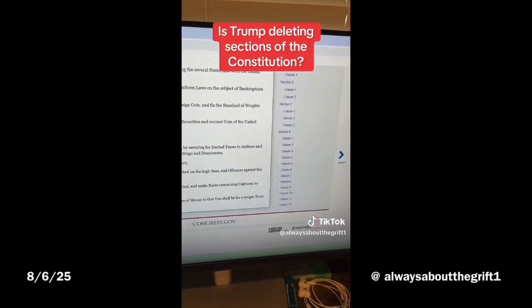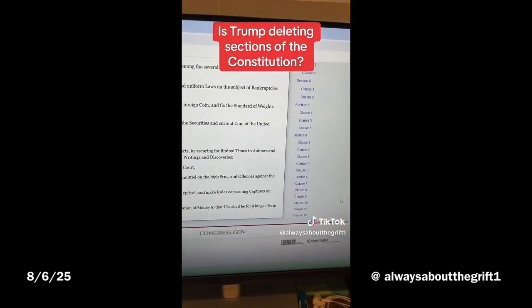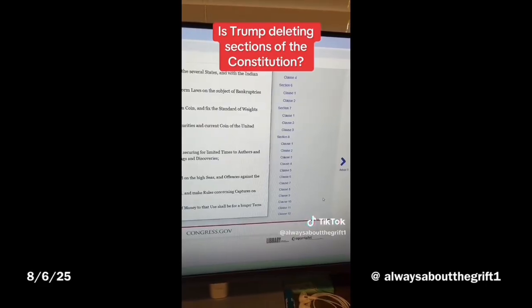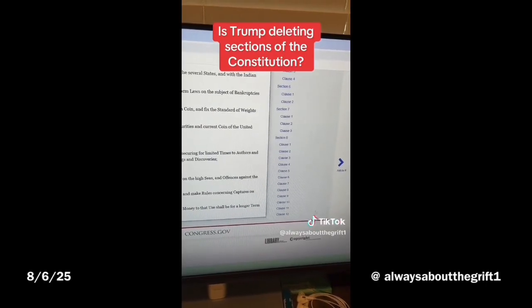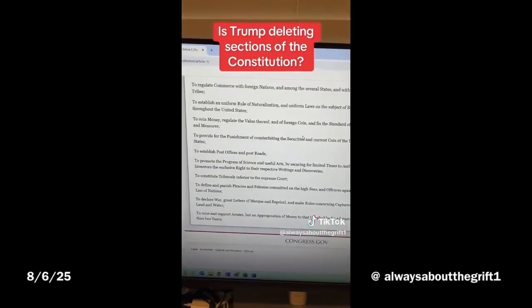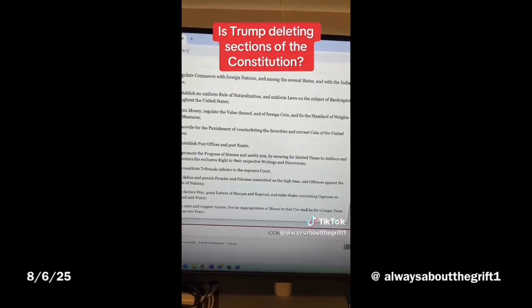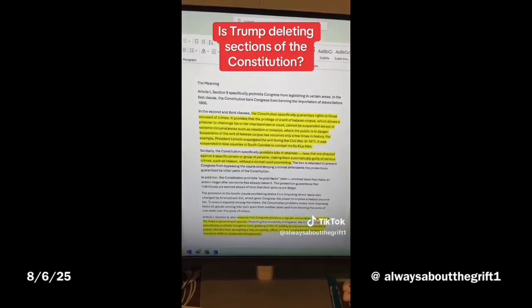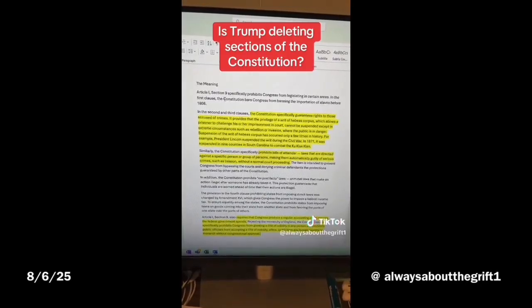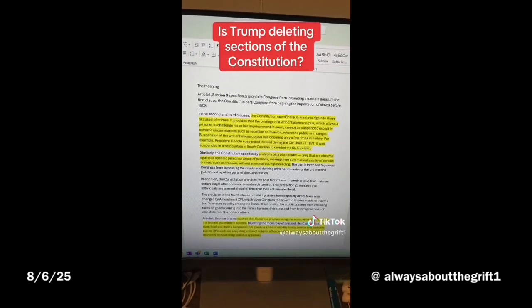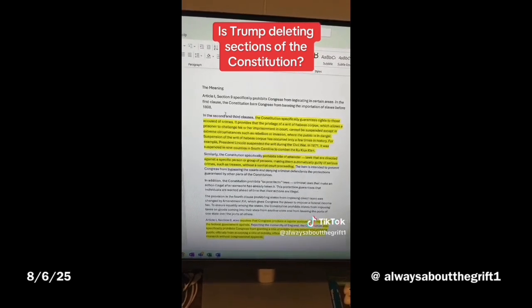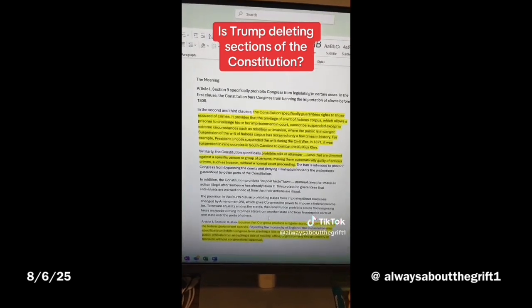Section 9 is missing. I checked a couple other places, and section 9 did seem to be missing in other places on the government websites as well. So it does definitely seem to be an intentional act. Now, if we look at what's in section 9, there are a number of different things. One of them is it bars Congress from banning the importation of slaves before 1808.